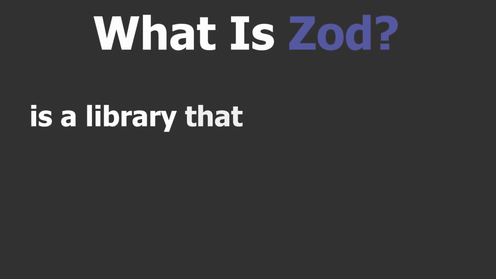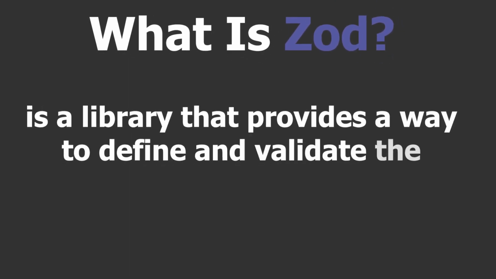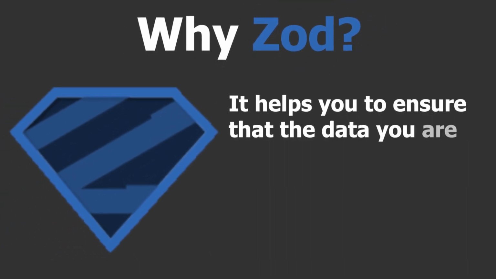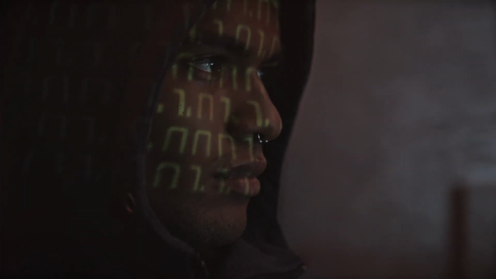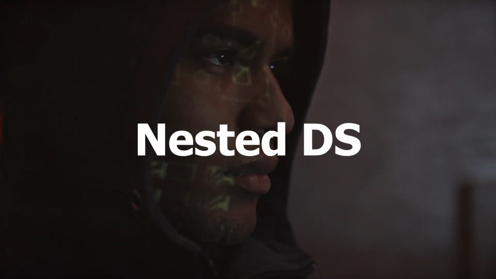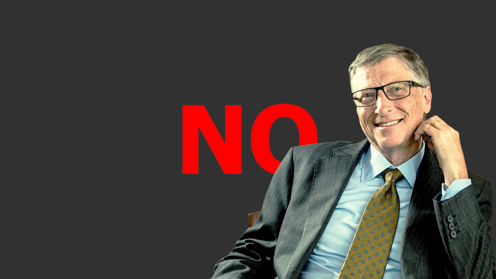First, what is ZOD? Well, ZOD is a library that provides a way to define and validate the shape of your data in TypeScript. It helps you ensure that the data you are working with is of the correct type and structure, which can be especially useful when working with complex or nested data structures. No, you don't need to be Bill Gates to use it. You can even use it with vanilla JavaScript, but you should probably use TypeScript.